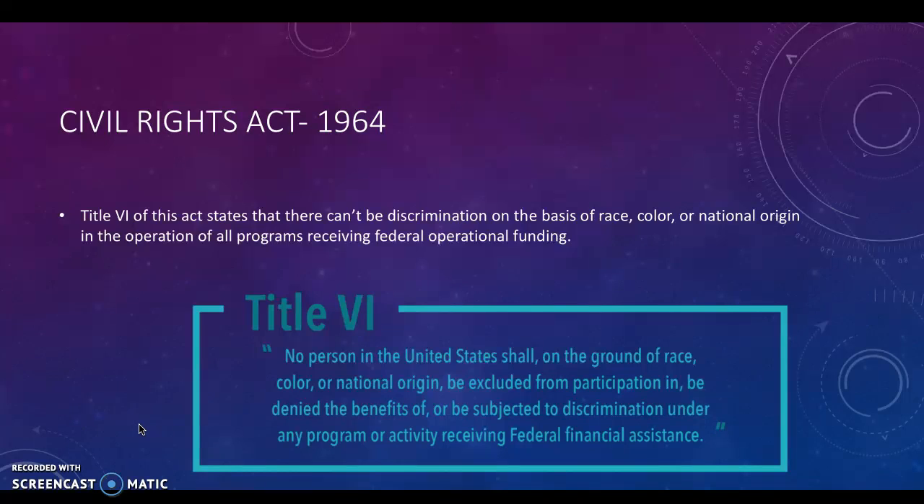This means that any institution receiving federal funds from the government, such as a public school in Texas, is not allowed to discriminate against their students on the basis of race, color, or national origin. This protects students from discrimination and segregation and entitles them to equal treatment by any institution that receives government funding.